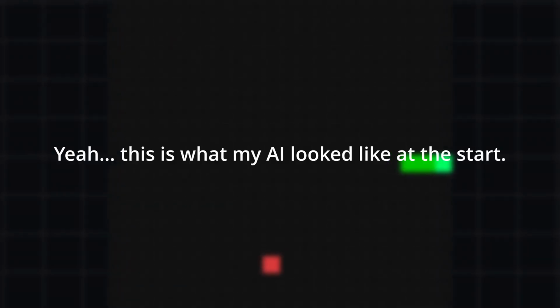Yeah, this is what my AI looked like at the start. But you're probably wondering how I got here. Okay, so all of this started when I got back from college for the holidays. And to be completely honest, I was having a great time. I was just being a DJ, doing scrolling all day, doing absolutely nothing.